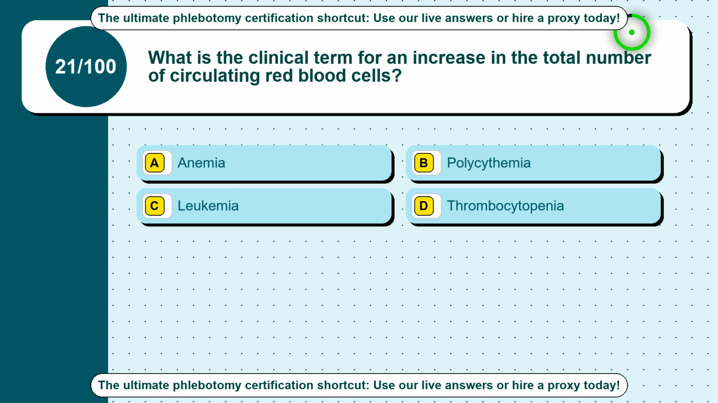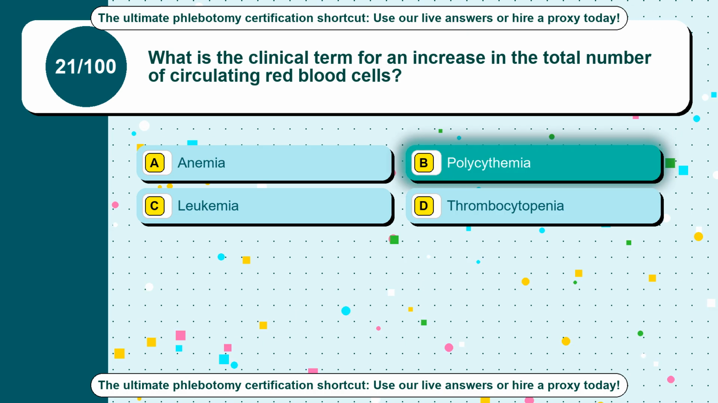Question 21. What is the clinical term for an increase in the total number of circulating red blood cells? Option A, anemia. Option B, polycythemia. Option C, leukemia. Option D, thrombocytopenia. The correct answer is option B, polycythemia.